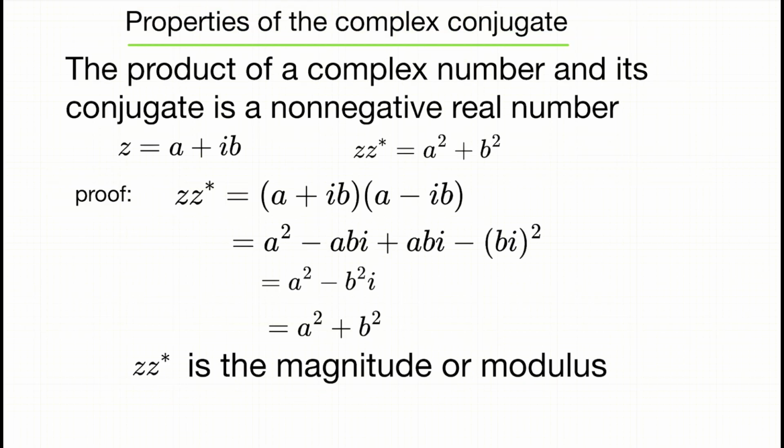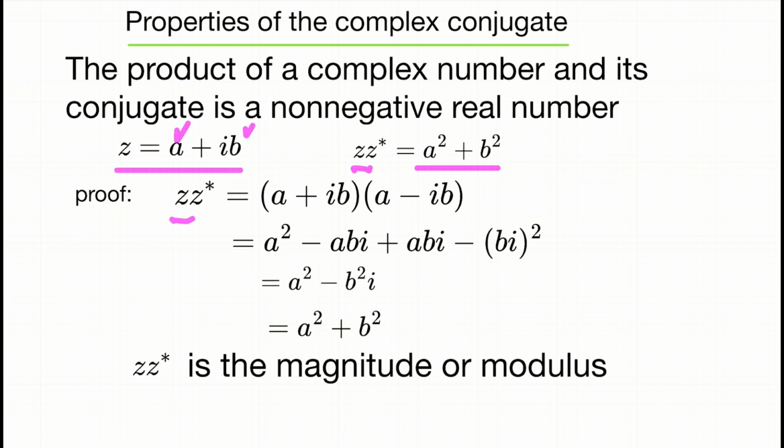Next, we want to look at properties of the complex conjugate. The product of a complex number and its conjugate is a non-negative real number. So here is our complex number in standard form, z is equal to a plus ib. This is the number times its complex conjugate, and we're going to show that that's equal to a squared plus b squared. So it's just the real part of the complex number squared plus the imaginary part of the complex number squared. So let's do a little proof of that.